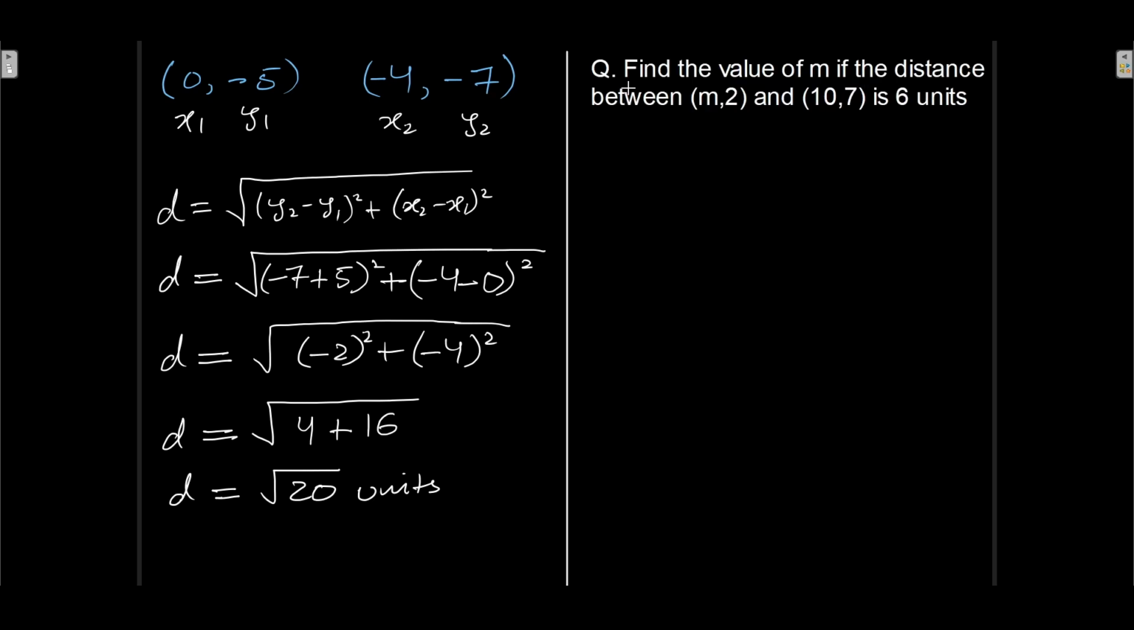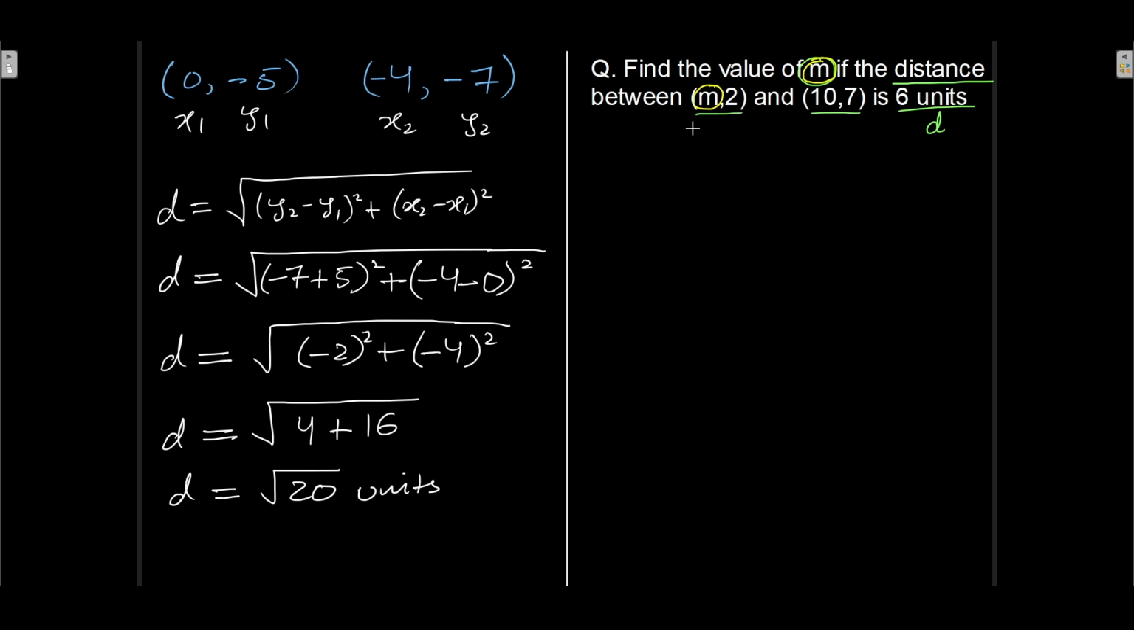Now let's consider one more example, but this example is quite different from the previous ones because we have to find the value of m in this question. This m can be any unknown, any letter from A to Z. The only point of concern is that in this question, the distance is already given. Why? You can clearly see: find the value of m if the distance between this point and this point is 6 units. That means the distance is already given. So you are only interested in the value of m. And I can see that this value of m is the x coordinate of this point right here.